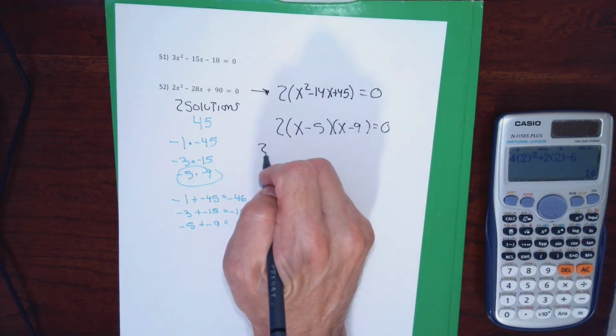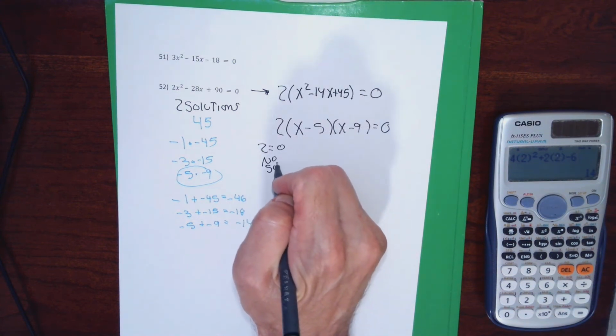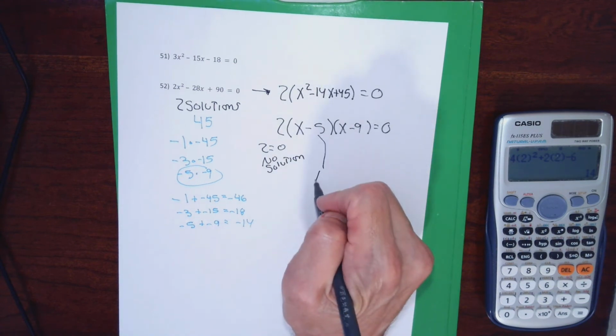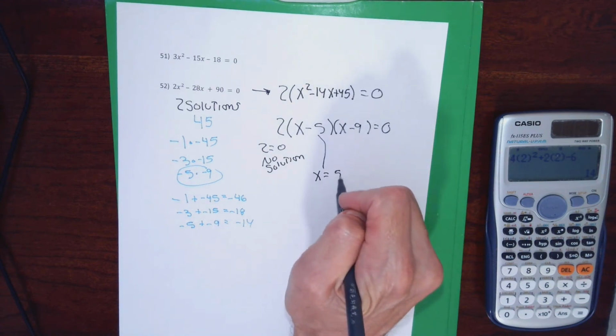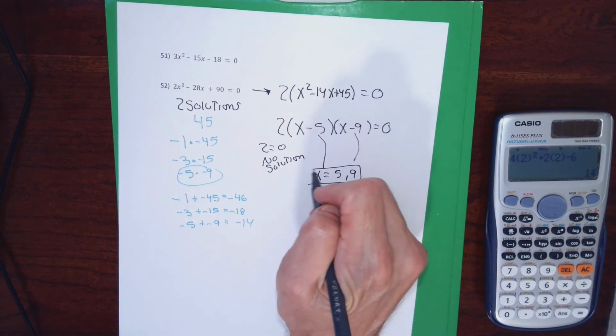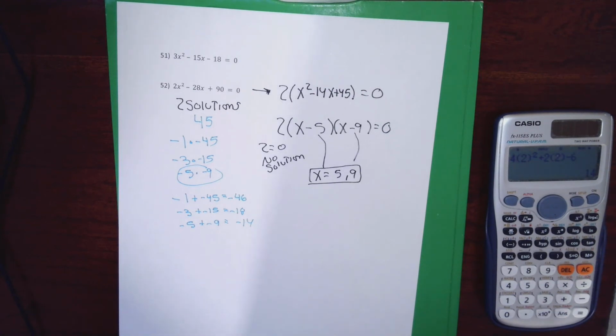The first common factor doesn't have an x, so it doesn't give a solution. The x minus 5 gives a solution of 5. The x minus 9 gives a solution of 9. Let me check on 52 if I have 5 and 9 written down, and I don't have 5 and 9 written down. I made a mistake.